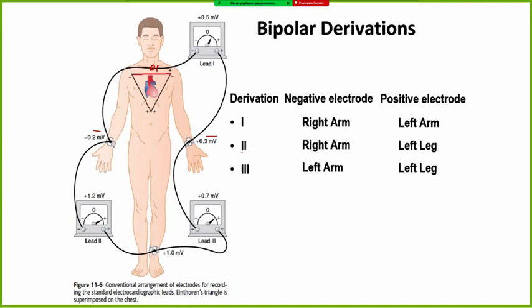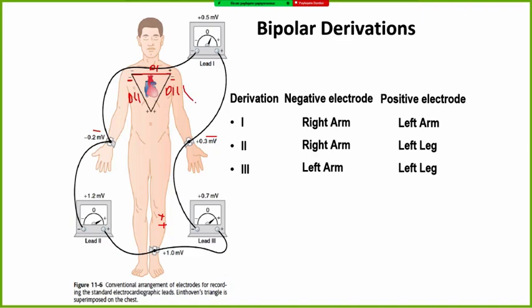And in D2 we place the negative electrode on the right arm again and the positive electrode on the left leg. So this is D2. And the last one here, we place the negative electrode on the left arm and the positive electrode on the left leg. And this is D3.